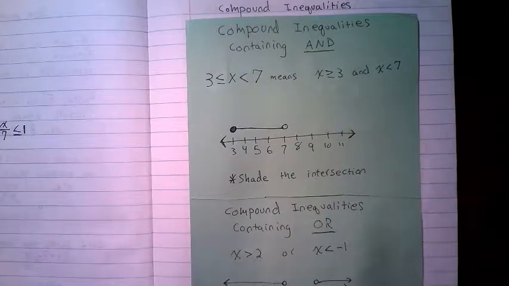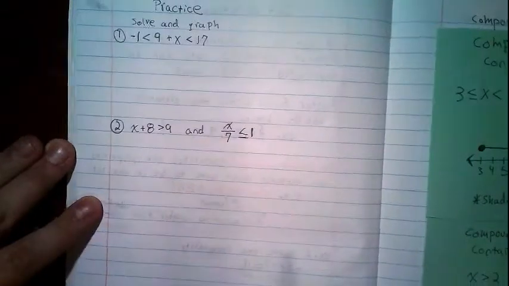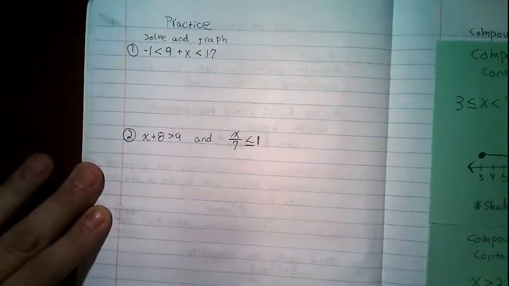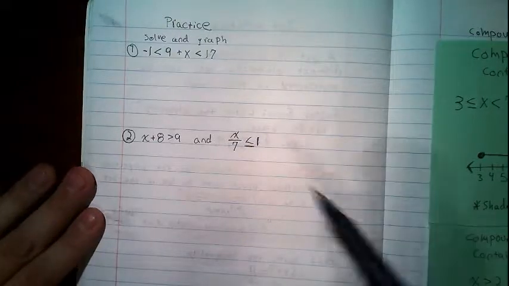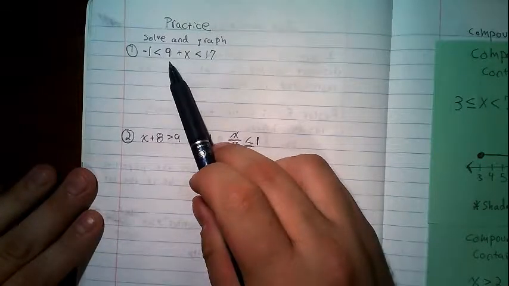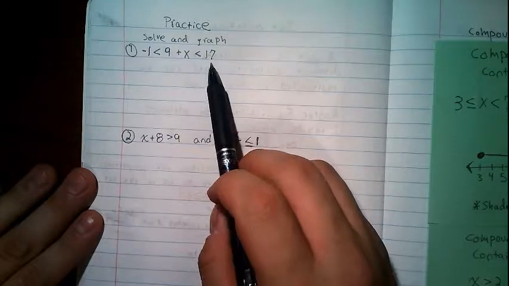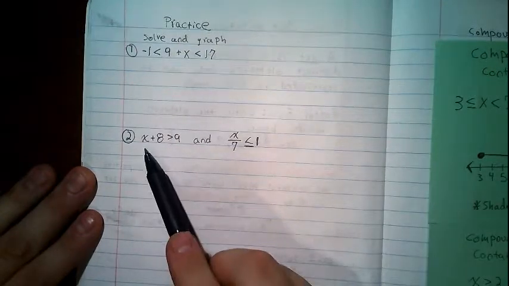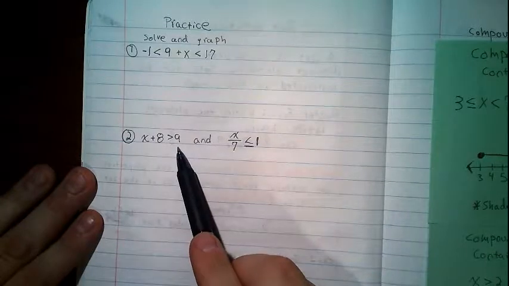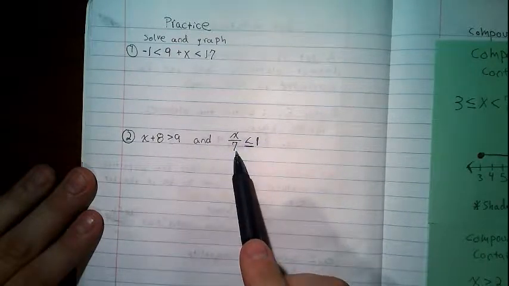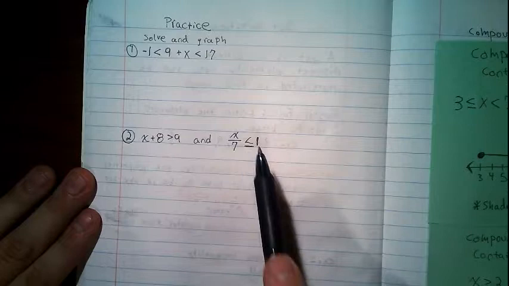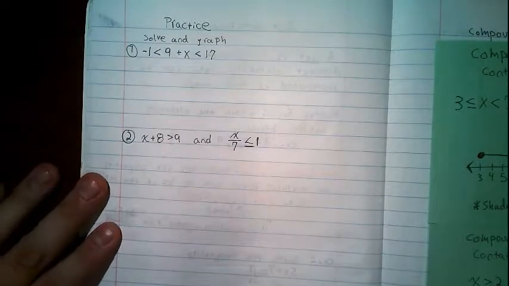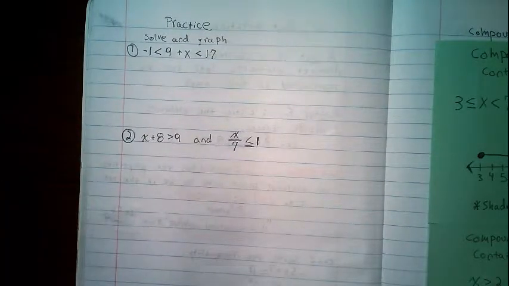On the left side, you're going to do these two on your own problems. So -1 is less than 9 plus x, which is less than 17. And x plus 8 is greater than 9, and x over 7 is less than or equal to 1. Okay, so solve and graph those, show your teacher, and then you can move on to the practice problems from the textbook.